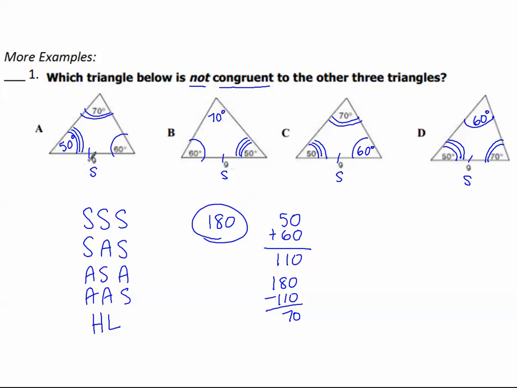Okay, so I see here this S is on the side that has the 1 slash and the 3 slash. This S is on the side that has the 1 slash and the 3 slash. This S is on the side that has the 2 slash and the 3 slash. There's what's different right there. Not the 1 slash and the 3 slash like the other ones, but the 2 slash, the 70 degrees. So this one is different. This one is not congruent to the other three.